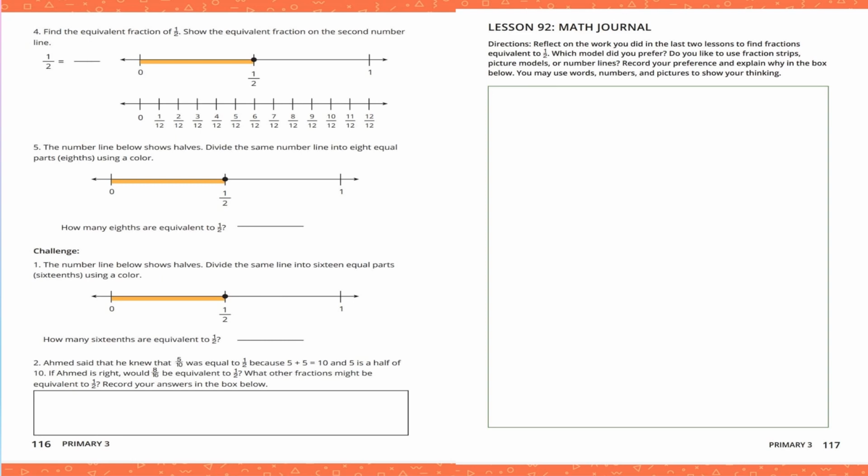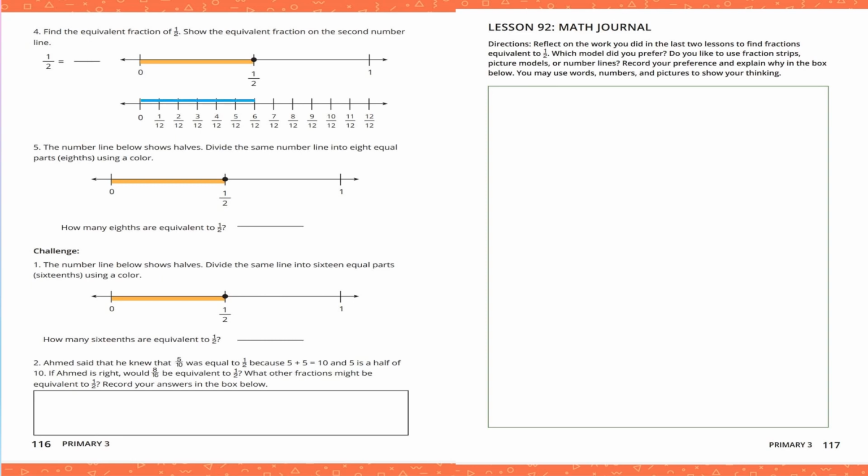Number 4, find the equivalent fraction of 1/2. Show the equivalent fraction on the second number line. 1/2 equals what? Look at the second number line. Which fraction is equivalent to 1/2? Which fraction is equivalent to 1/2?